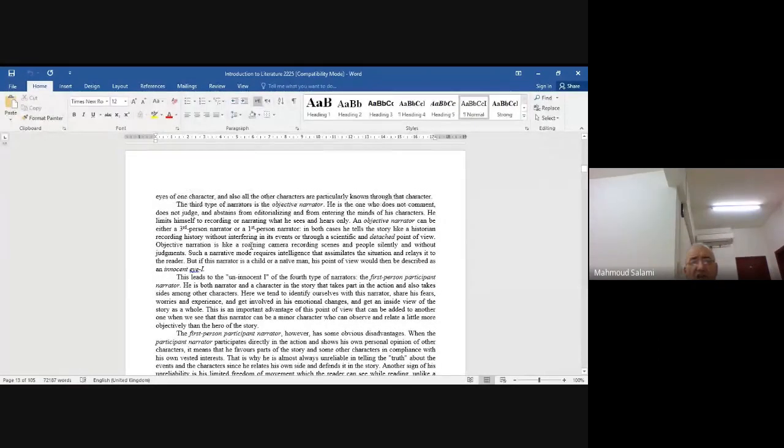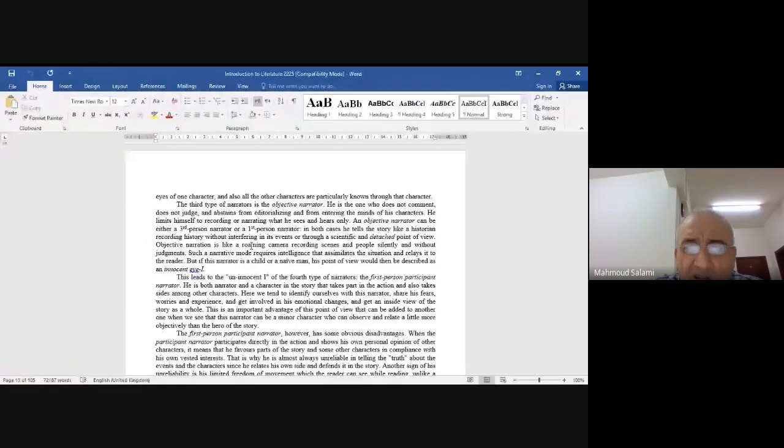Again, as I said, the third type of narration is the objective narrator. We sometimes have objective narration, but in a way it is quite rare. He's the one who does not comment, does not judge, and abstains from editorializing and from entering the minds of his characters. He limits himself to recording and writing what he sees and hears only. As I said, this objective narration is quite rare because narrators are always telling us what they think.